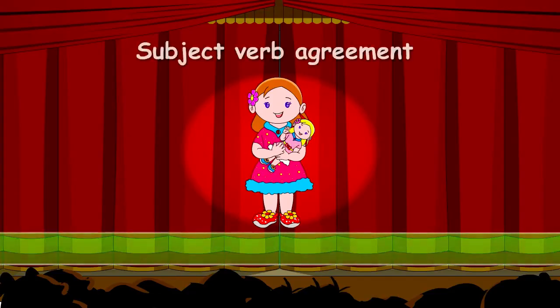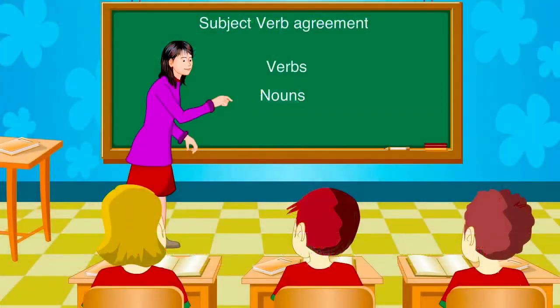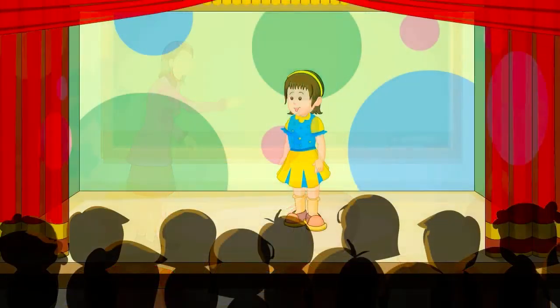In this module, you will learn about subject-verb agreement. Before we learn about subject-verb agreement, let's look at the verbs and nouns again. A verb is an action word. A noun is the name of a thing or person. Here, you will learn about subject-verb agreement. The subject in a sentence could be a noun or pronoun, and the verb is the action word.